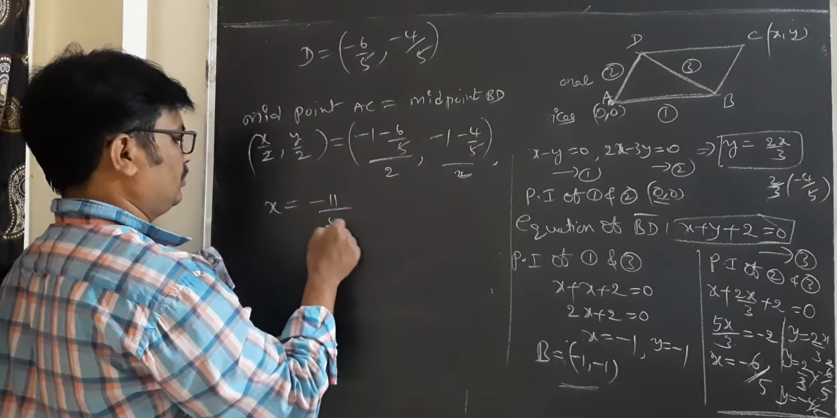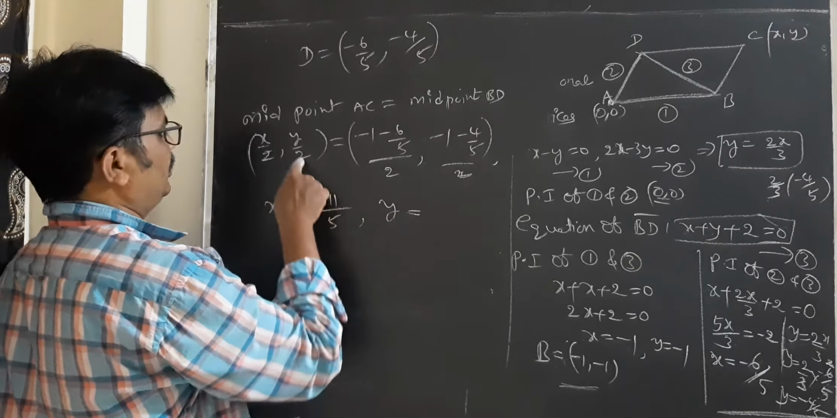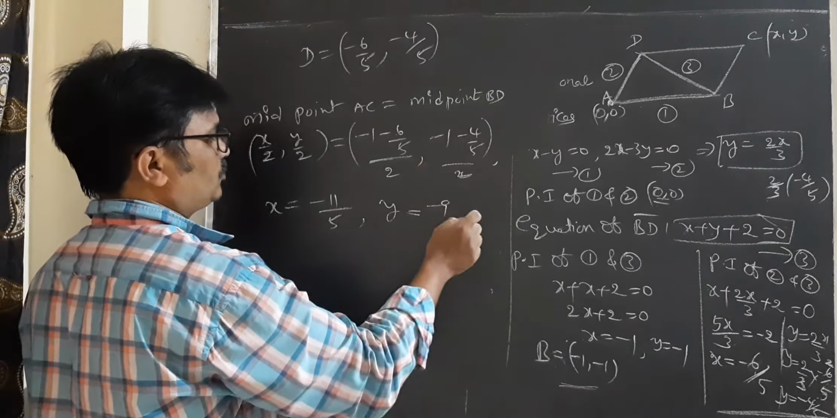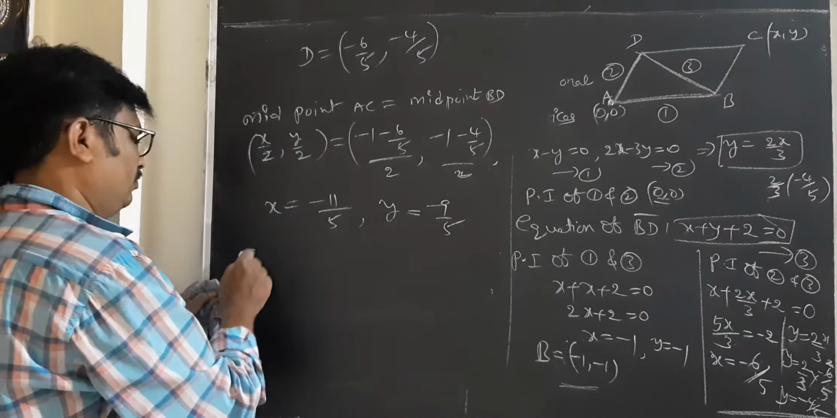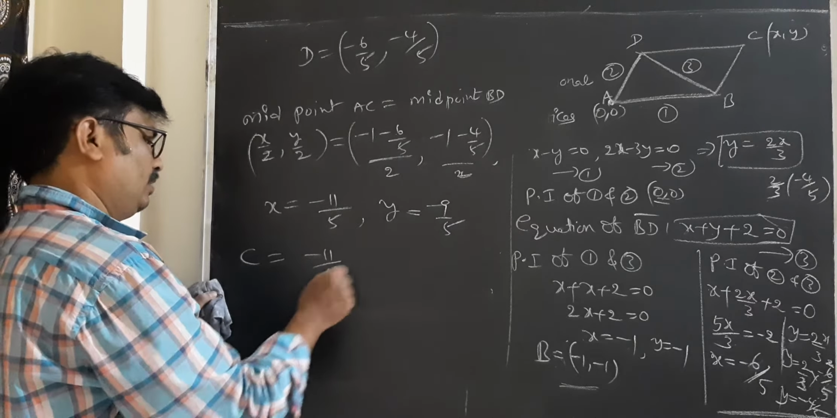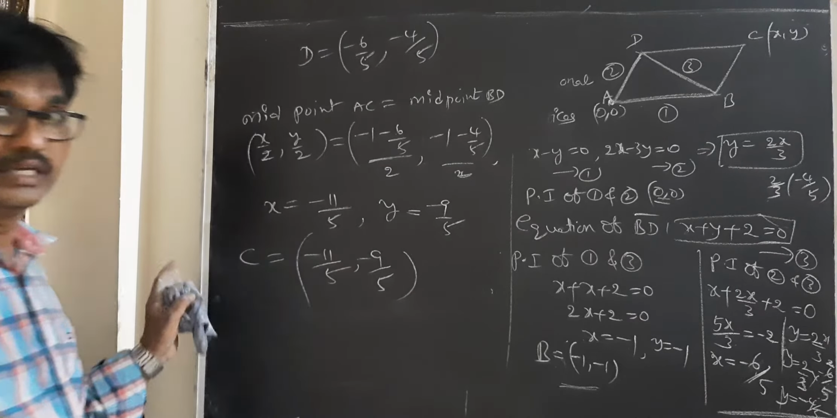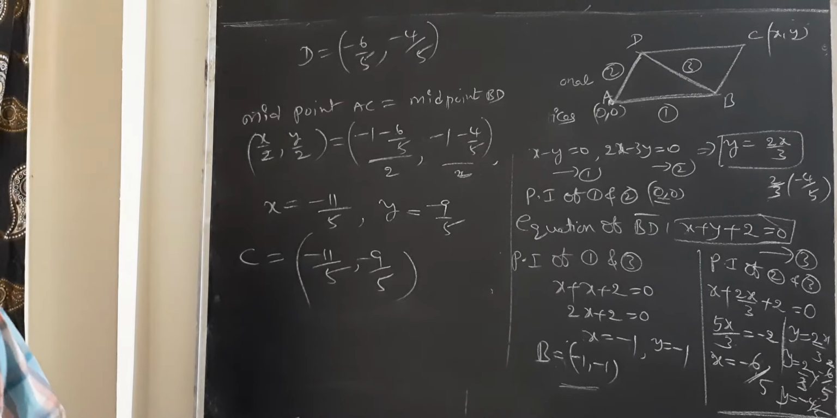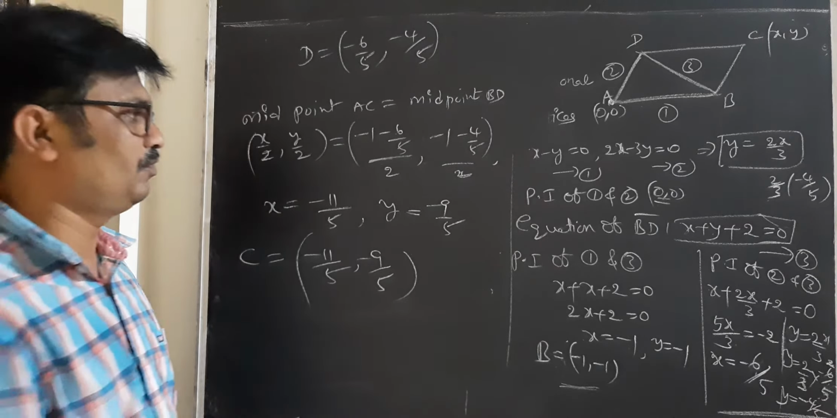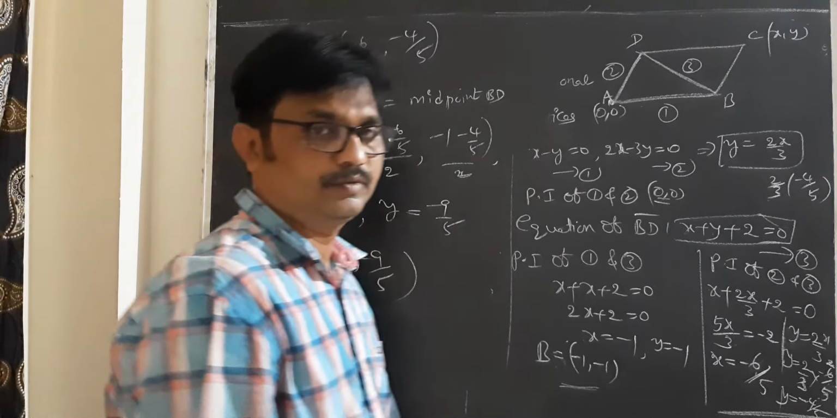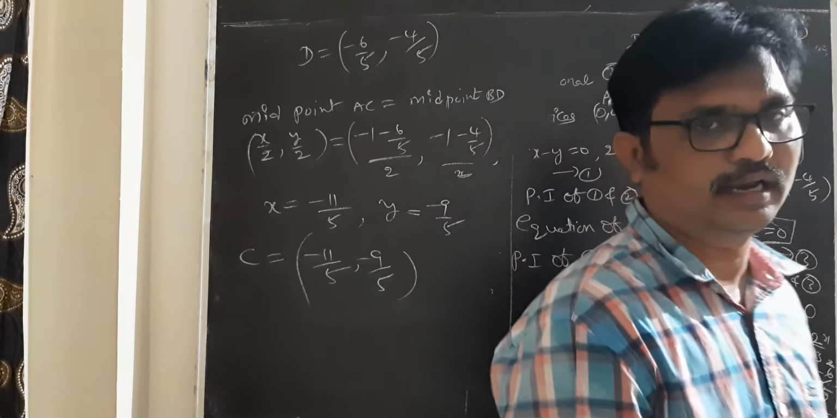minus 6 equals minus 11 by 5, y equals, 2 cancels, minus 5 minus 4 equals minus 9 by 5. The vertex C is minus 11 by 5 comma minus 9 by 5. This is the vertex C, minus 11 by 5, minus 9 by 5. Write down students, this is the vertex C. After that we find the diagonal AC.